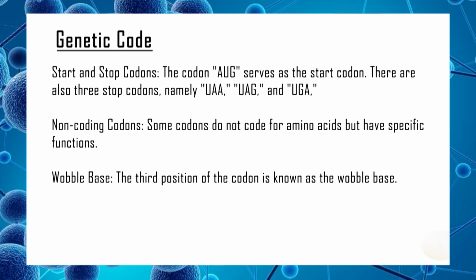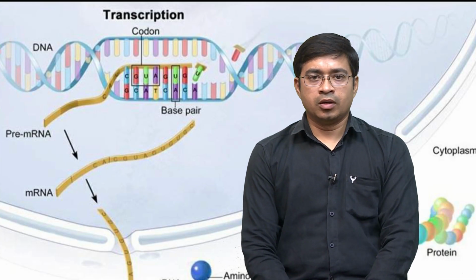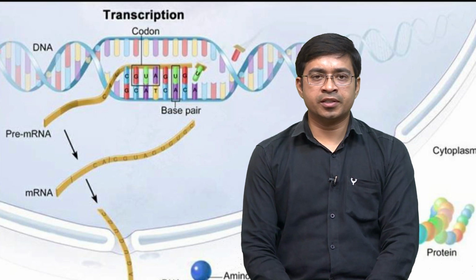The third position of a codon is known as the wobble base. The base pairing rules are more flexible at this position, allowing some variation while still coding for the same amino acid. This flexibility allows for additional redundancy in the genetic code. Understanding the genetic code is a crucial aspect of molecular biology and genetics, as it allows scientists to interpret and manipulate DNA sequences. So, before moving to modeling of transcription and translation, let us understand the basics of transcription and translation.